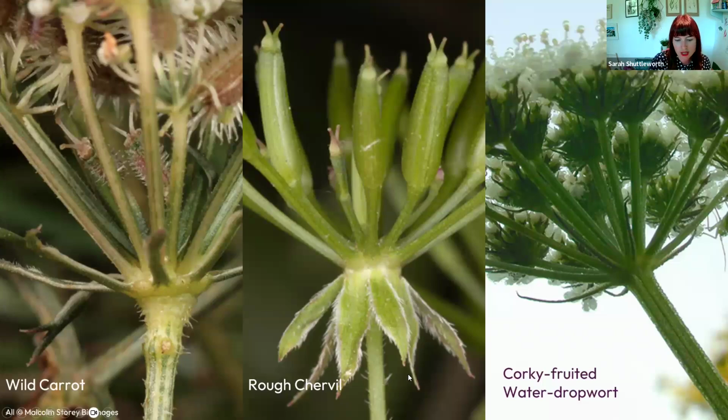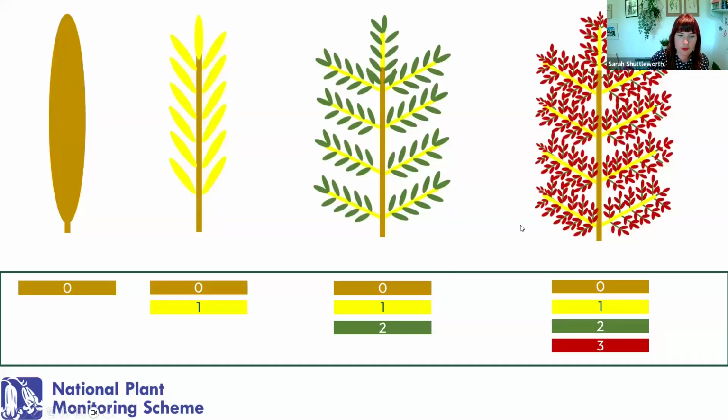Something like rough chervil has little bracteoles, but it doesn't have any bracts, and these bracteoles are quite leafy-like. And then something like the corky-fruited water dropwort has bracts and bracteoles that are quite nothingy, really. They're just these thin bits of vegetation. But yeah, worth going and checking out bracts and bracteoles if you get a chance.